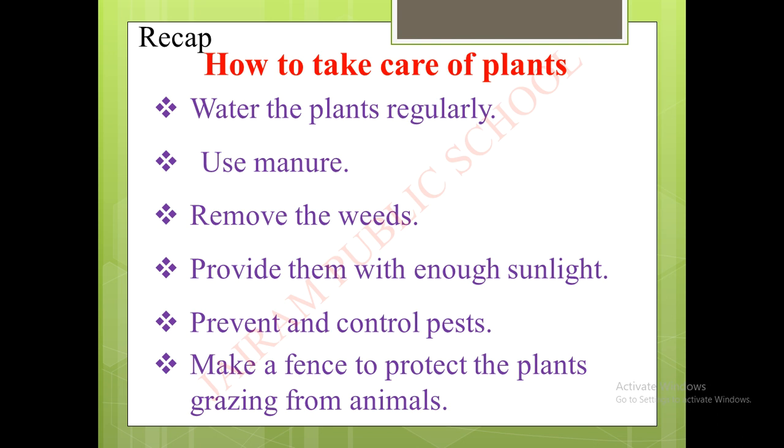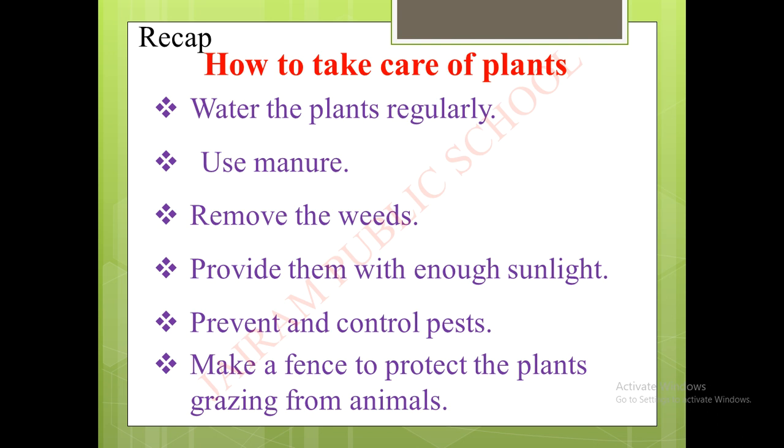And we need to remove the weeds. Weeds are the unwanted plants that grow near the main plant. So we have to remove the weeds. Why? Because of the water which we are giving for the plant, most of the water will be absorbed by the weeds. So the main plant will not get enough water. So the first thing, we have to remove the weeds from the main plant.